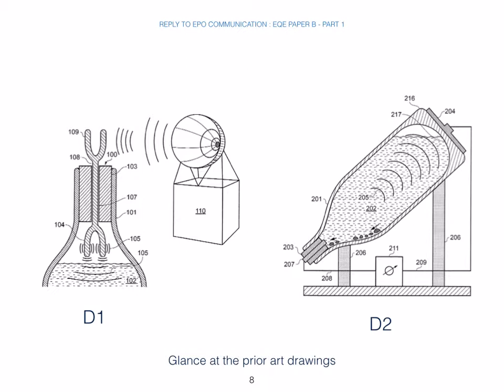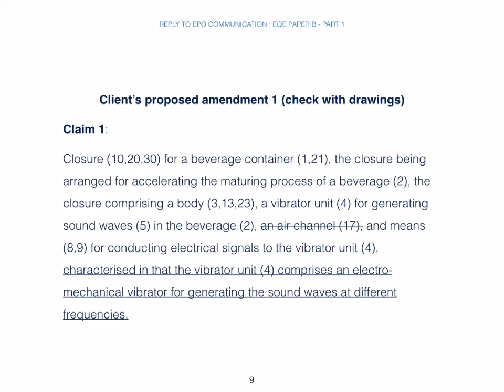D2's drawing is on the right. D2 shows an upside-down bottle with a wave emitter 204 on the bottle bottom, in other words, on the outside of the bottle and not as part of the closure. That's all we need to notice for the time being. Now we can go straight to the client's proposed claim amendment.